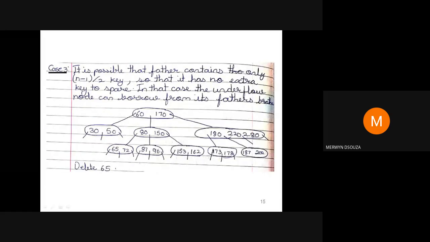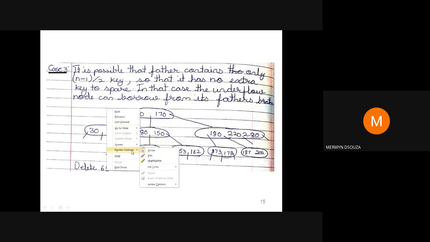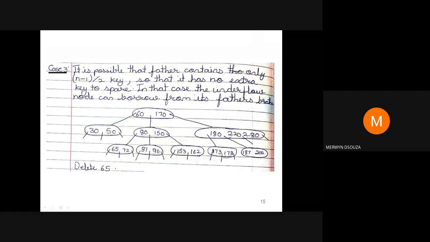So the third case. Now the third and the fourth cases are combinations of your first and second cases. Suppose you have been told to delete 65. You can see 65 is here. Again, we are having order 5, so the minimum number of keys required is 2, by applying the formula (n minus 1) divided by 2. So if I delete this 65, it causes underflow.